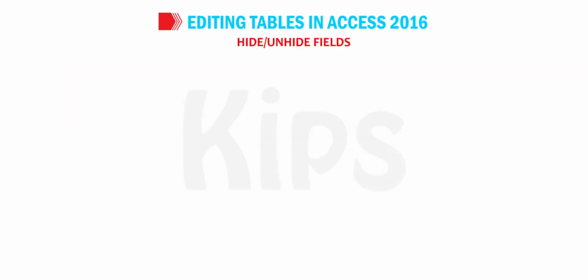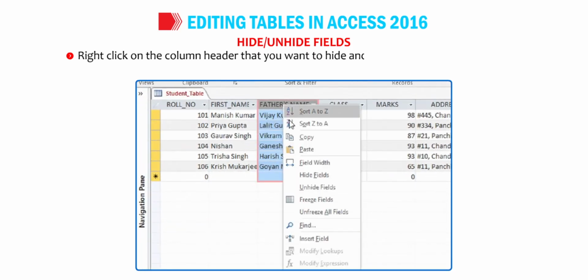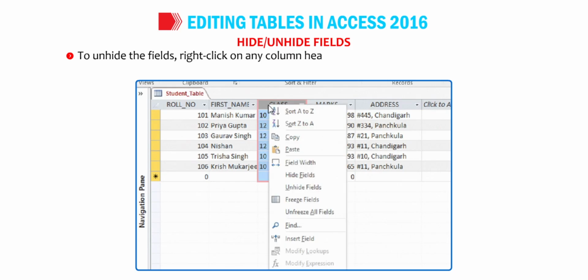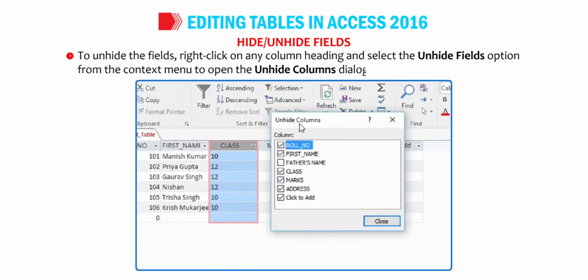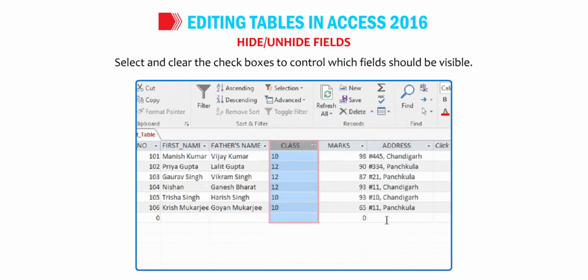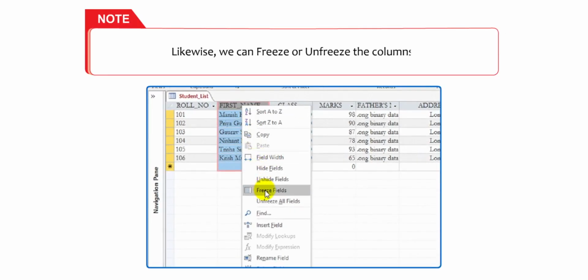Hide or unhide fields. Right-click on the column header that you want to hide and select the Hide Fields option from the Context menu. To unhide the fields, right-click on any column heading and select the Unhide Fields option from the context menu to open the Unhide Columns dialog box. Select and clear the check boxes to control which fields should be visible. Students, note, likewise we can freeze or unfreeze the columns.